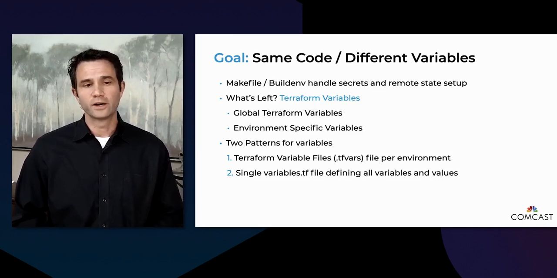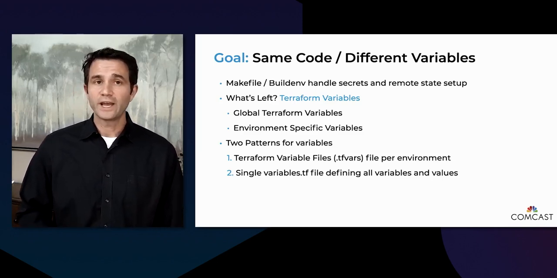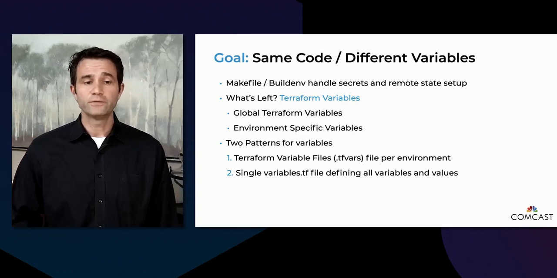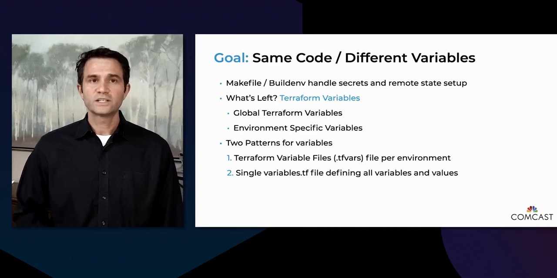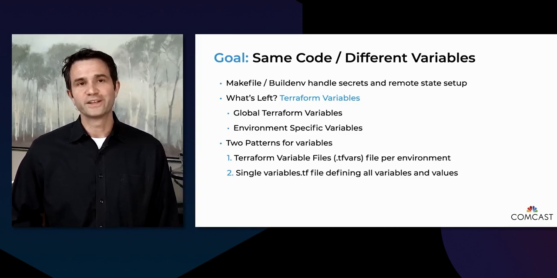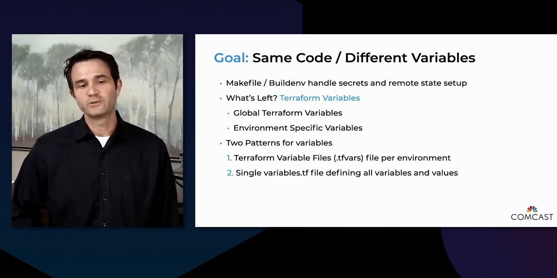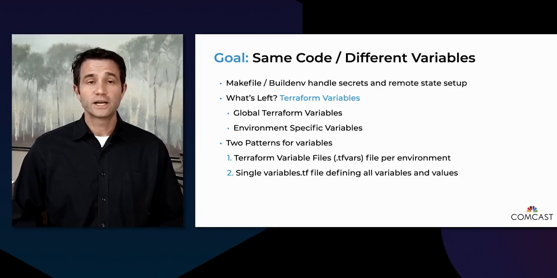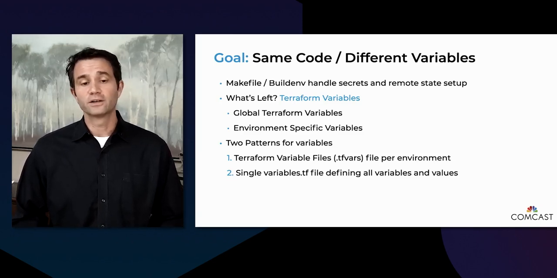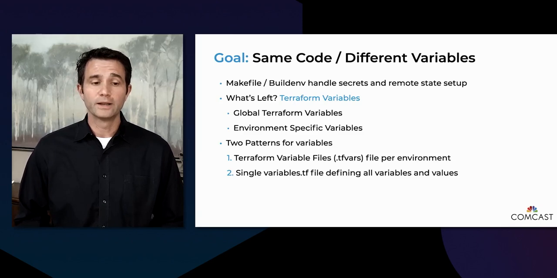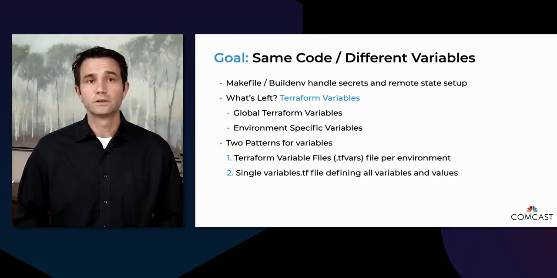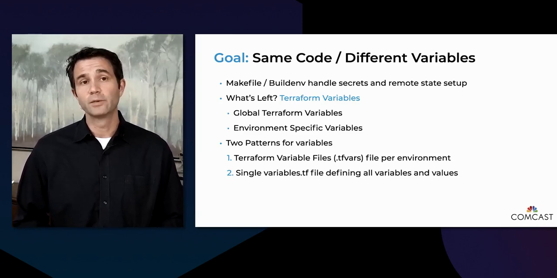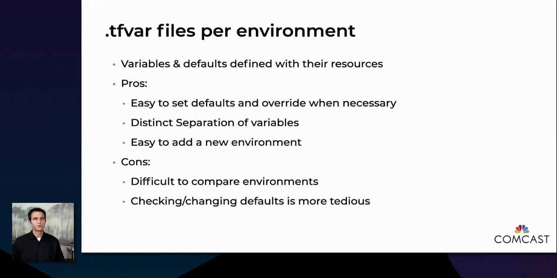What's left is Terraform variables, which tend to be grouped into two categories: global variables, or your defaults, and then environment-specific variables. Over time, we've sort of settled on two patterns for this because they work well in different situations. The first is to use Terraform variable files, the TFRs files, where we keep one per environment. The second is a single variables.tf file, which defines all the variables and values for the entire project and environments. So let's go through those.